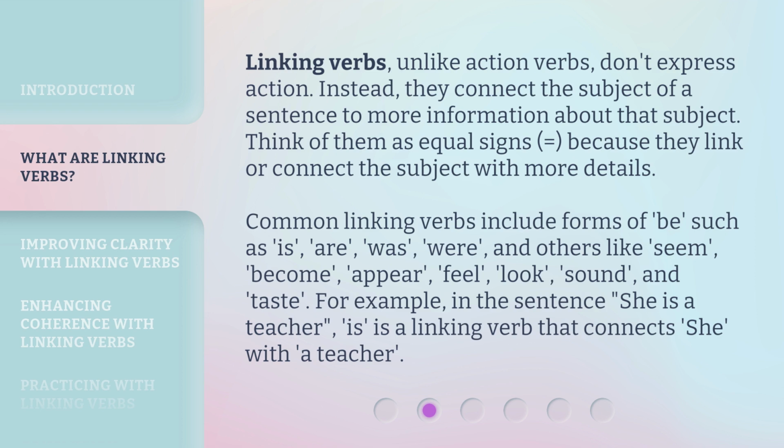Common linking verbs include forms of be, such as is, are, was, were, and others like seem, become, appear, feel, look, sound, and taste. For example, in the sentence, she is a teacher, is a linking verb that connects she with a teacher.